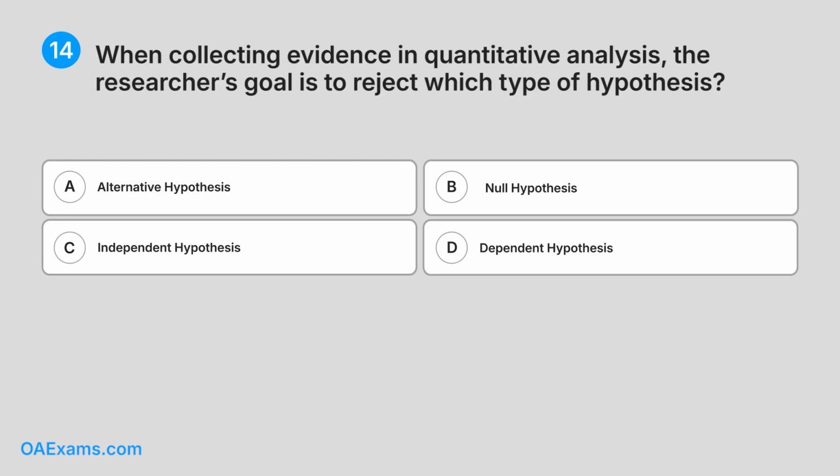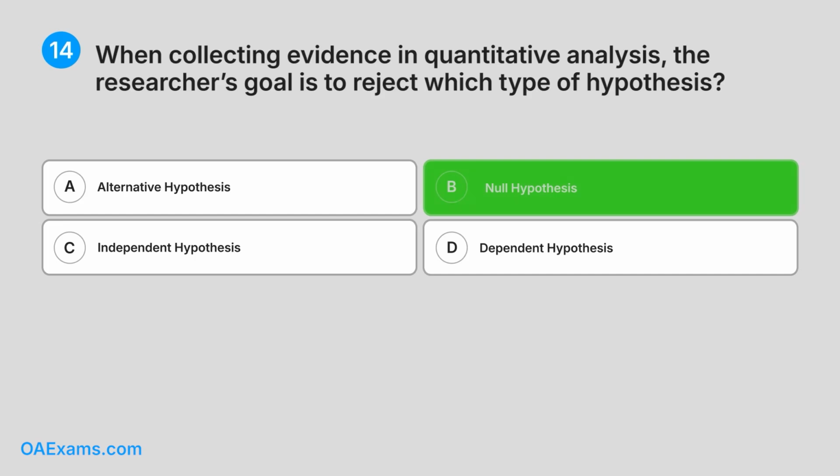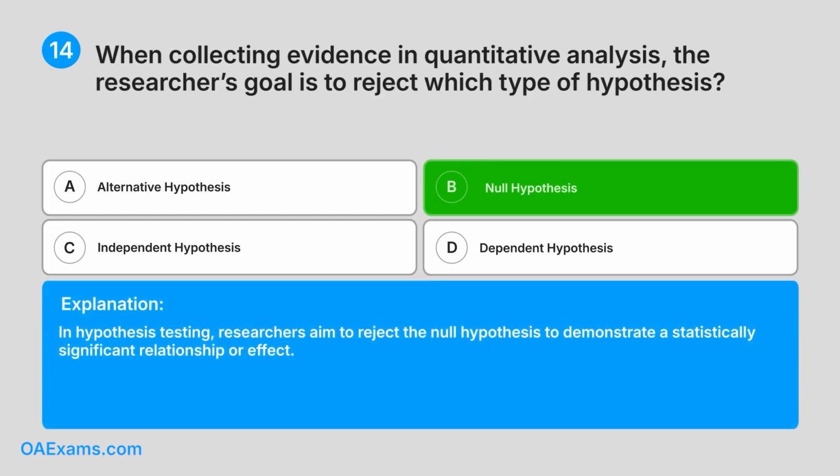A. Alternative hypothesis. B. Null hypothesis. C. Independent hypothesis. D. Dependent hypothesis. Do you know the answer? Correct answer. B. Null hypothesis. Explanation. In hypothesis testing, researchers aim to reject the null hypothesis to demonstrate a statistically significant relationship or effect.